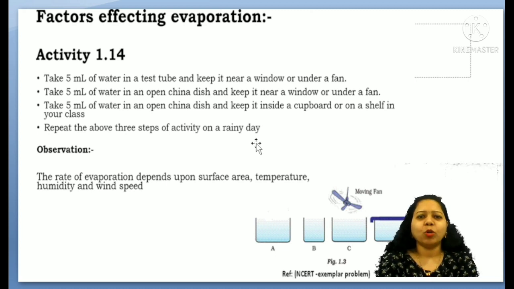Now what we are able to observe, see, the rate of evaporation depends upon the surface area, temperature, humidity and wind speed. Rate of evaporation depends on all these things: surface area, temperature, humidity and wind. All these factors affect the rate of evaporation.